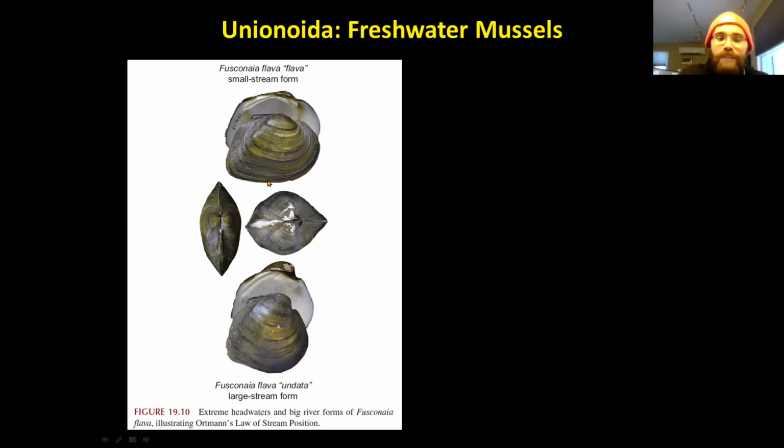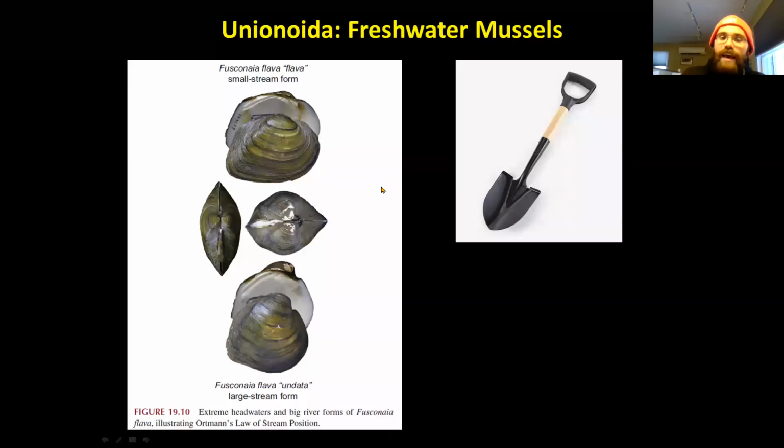And this mussel, you can see in the small streams, has a shape that is more elongated and flattened. And it kind of looks like the head of a shovel. And the reason for that is when you're in a smaller stream, you want to make sure that you're flattened out, because the water levels are not going to be very high, and they're more likely to dry out compared to a larger stream.